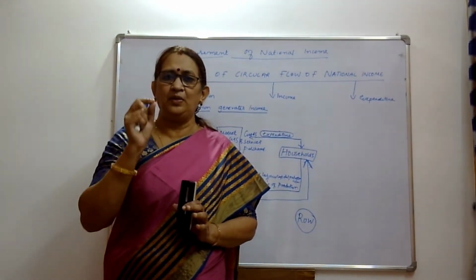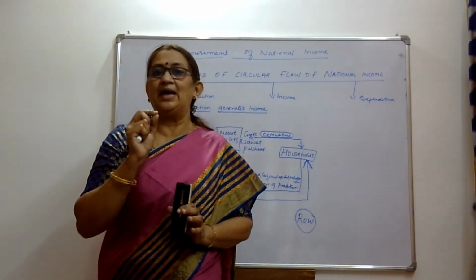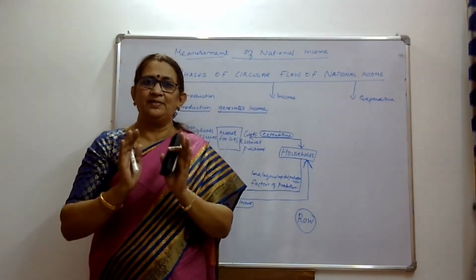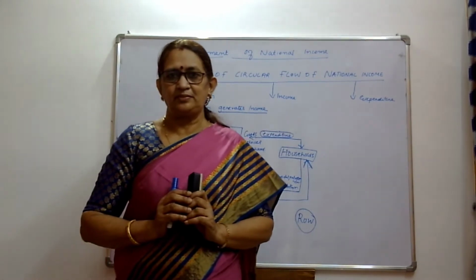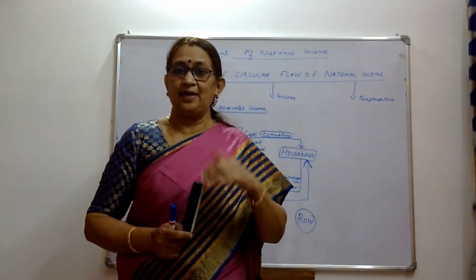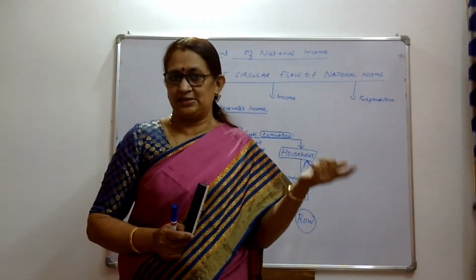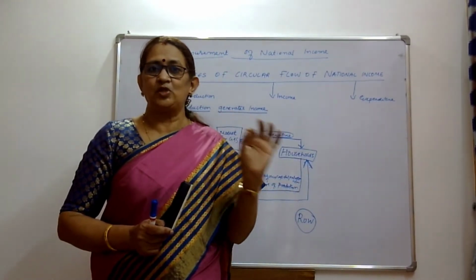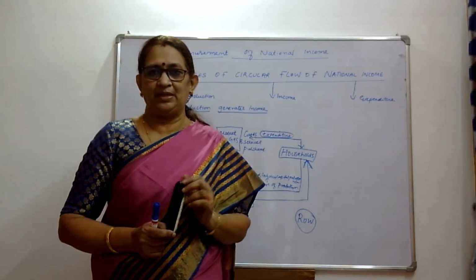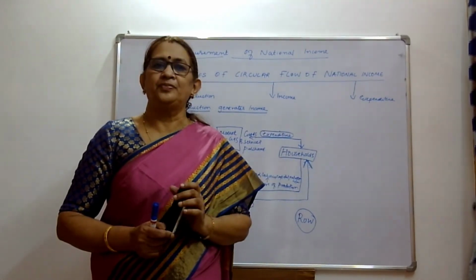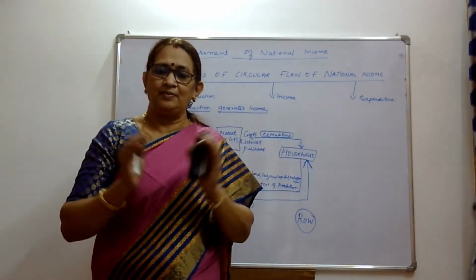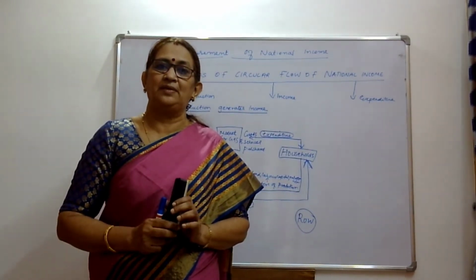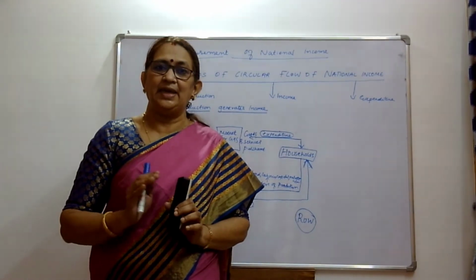And every good, every service has a value. The totality of this value gives us the national income. But we know that, as I have mentioned earlier in my previous class, every commodity has its own unit of measurement, kilogram, liter, meter. So, in order to come to a common measurement, we are taking the money value of all the goods and services produced in a country in an accounting year.